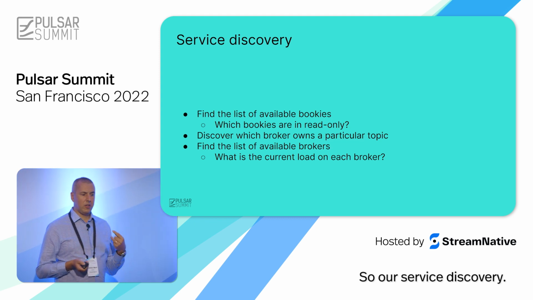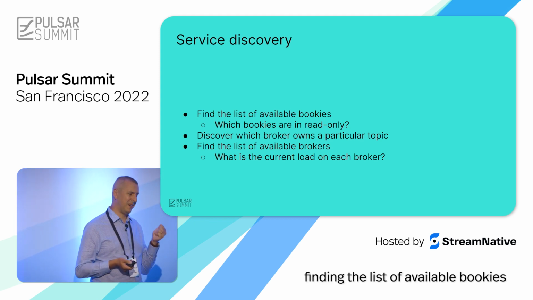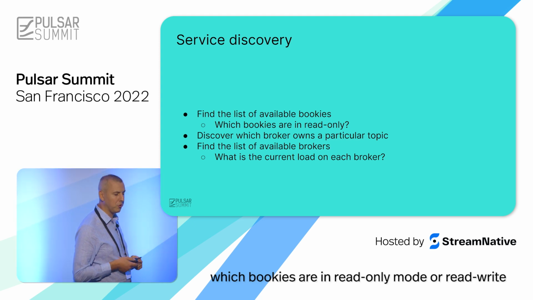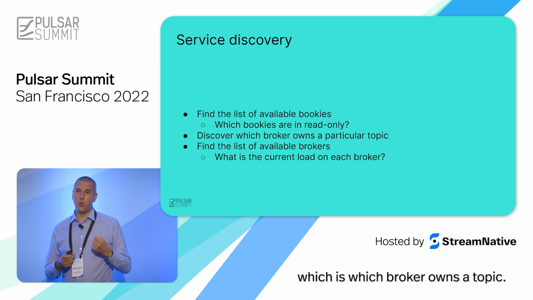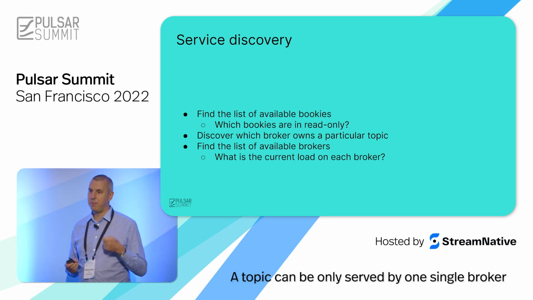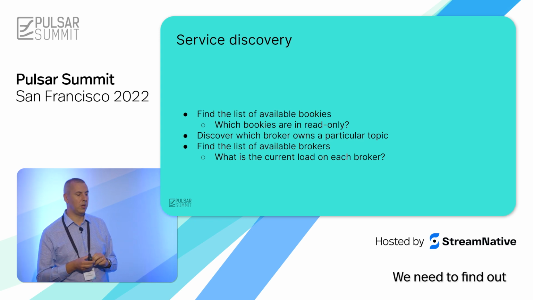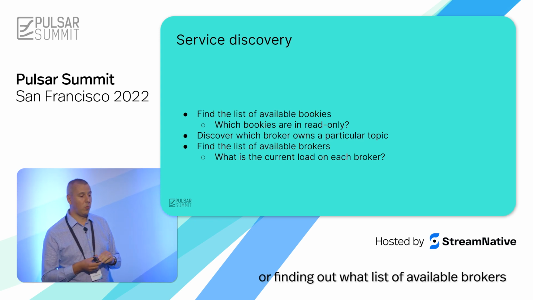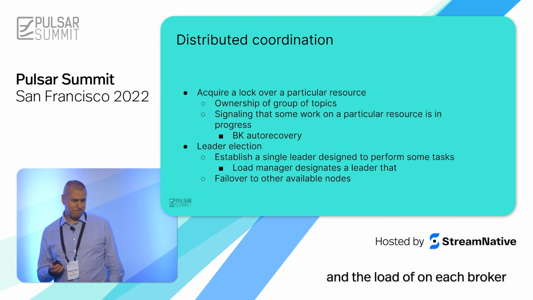So for service discovery, there are multiple examples. Finding the list of available bookies, which bookies are in read-only mode or read-write. Discover which broker owns a topic. A topic can be only served by one single broker at a given point in time, so we need to find out. Or finding out what list of available brokers and the load on each broker.